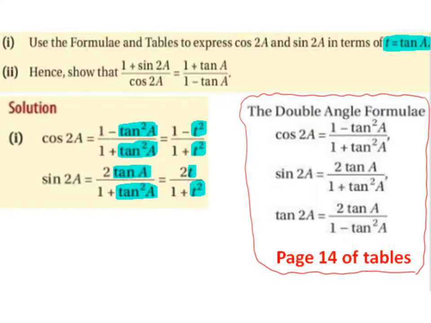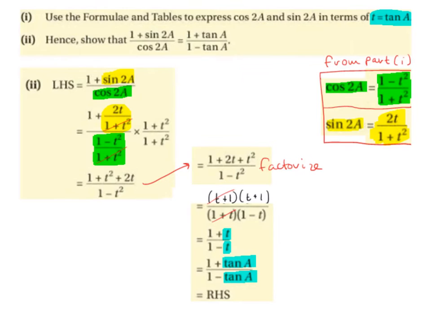Next we're going to use sine of 2a, which is equal to 2 tan of a divided by 1 plus tan squared a. And again, replacing every tan of a with t. So this tan of a becomes t, and this tan squared a becomes t squared. So we end up with 2t divided by 1 plus t squared.